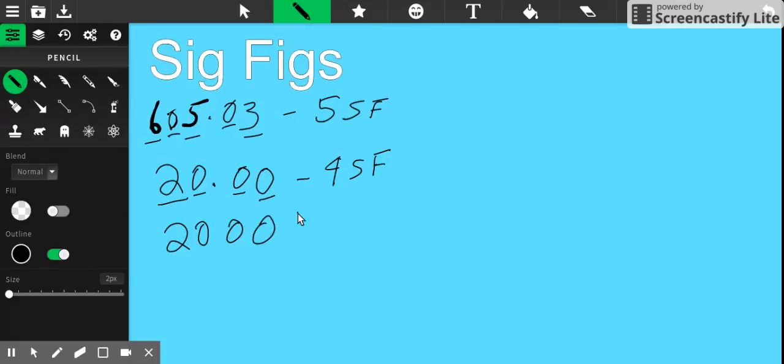Now we're going to use the same number, but without the decimal. The exact same positions, but now there's no decimal. This only has 1 sig fig. We don't count zeros at the end if there's no decimal. So no decimal, never count a 0. There's only 1 sig fig.